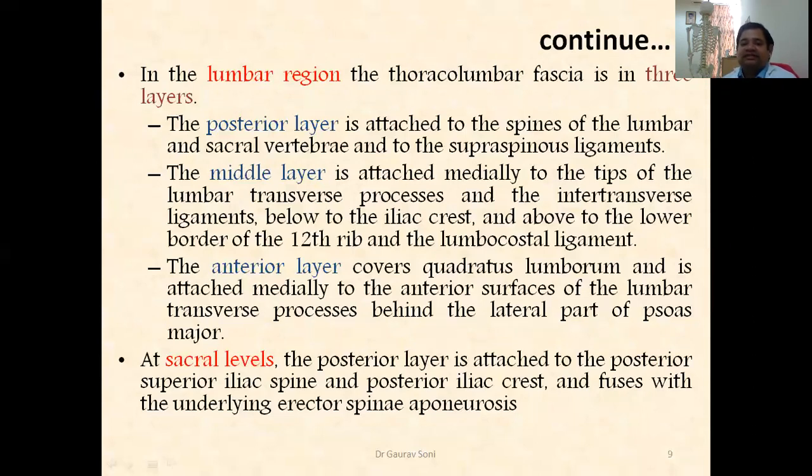Next comes the anterior layer. It covers quadratus lumborum and is attached medially to the anterior surface of lumbar transverse processes behind the lateral part of psoas major. So in lumbar region, it is divided into three parts and it covers three different compartments of muscles also, which we are going to talk about in detail when we see the compartment-wise muscles. At sacral region, the posterior layer is attached to the posterior superior iliac spine and posterior iliac crest and fuses with the underlying erector spinae aponeurosis.